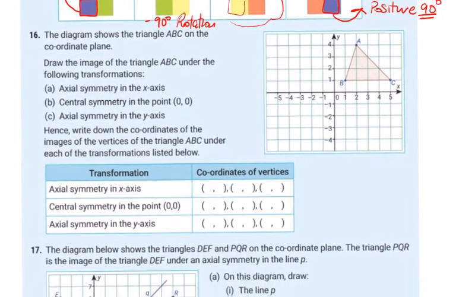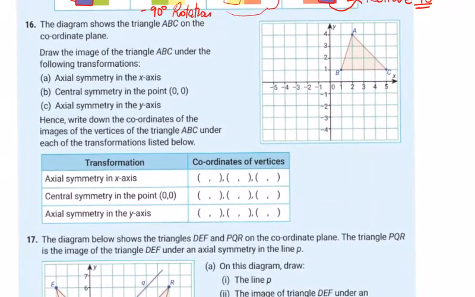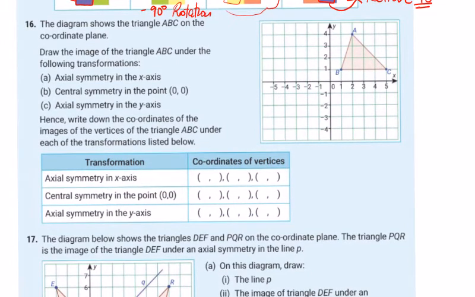Question 16, the diagram shows the triangle ABC. Draw the image of the triangle under the following transformations. Okay, we'll start with axial symmetry in the x-axis. So through the axis, out the same distance the other side. Through the axis, out the same distance the other side. Down 4, down 4. So here's my new image. So that's axial symmetry in the x-axis.